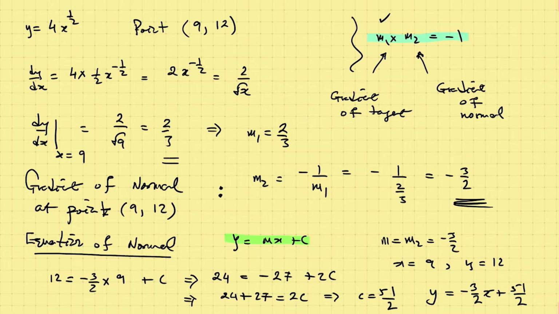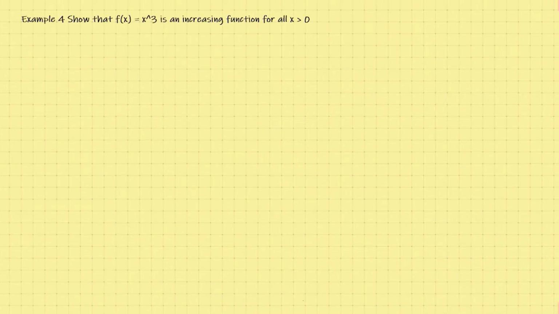We've been able to work out the equation of our normal. So this is very reassuring. Moving on to the next example, we have to show that the function f of x equals x cubed is an increasing function. Well, let's get stuck in.